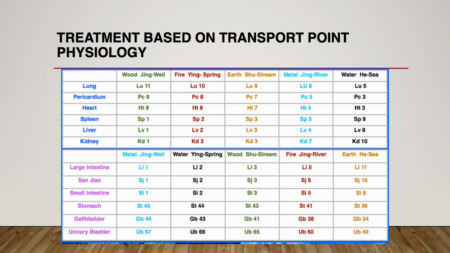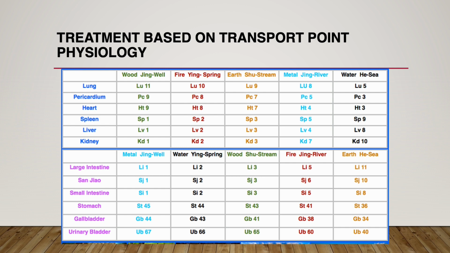In the end, the ultimate determinant of which points to use is the impartial standard of clinical efficacy. If the treatment works, then it will be used. Fortunately, the model outlined by 5-transport point theory and to some degree the indications of 5-phase theory help to give structure to the process of point selection.